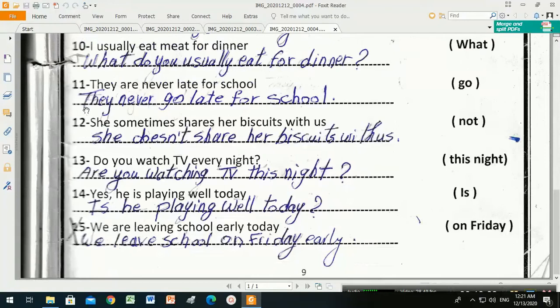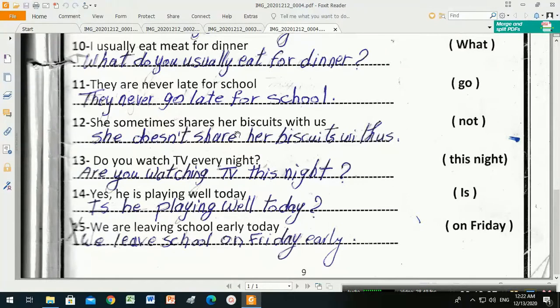Number 11, they are never late for school, and then between brackets go. He wants us to put the verb instead of are. Here, this is are, they are, so we will remove are and it becomes they never go late for school. Okay? This is the verb to be. He wants us to what? To remove the verb to be and put instead of it go.